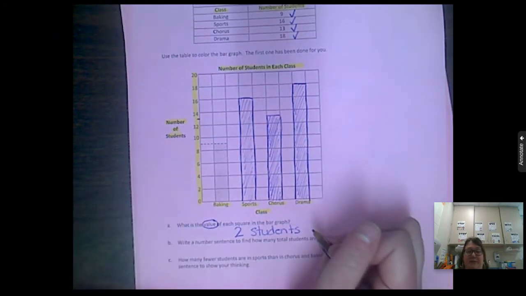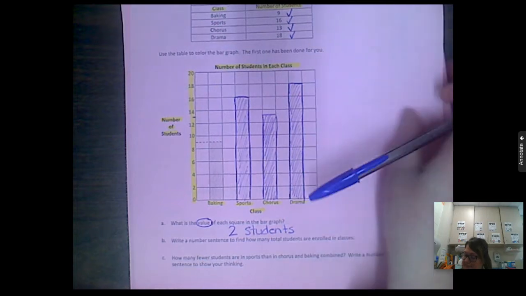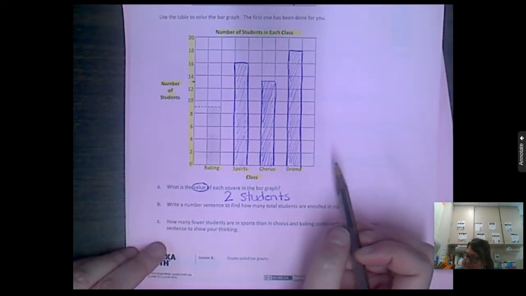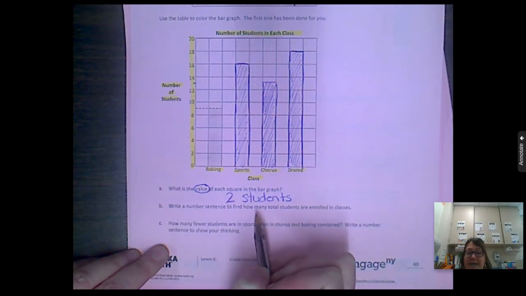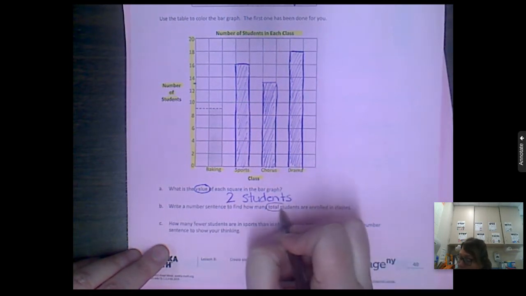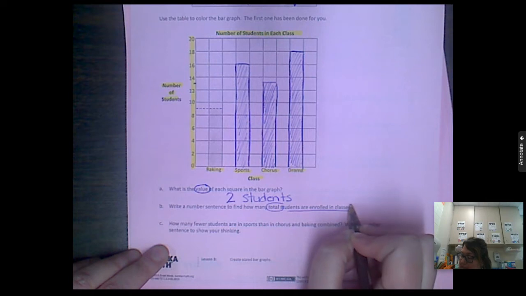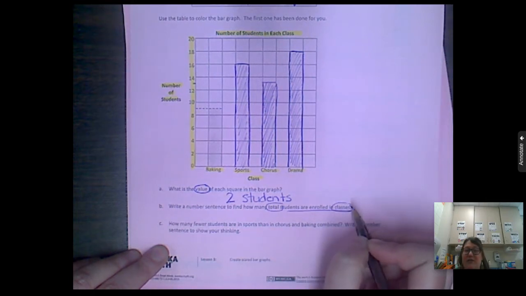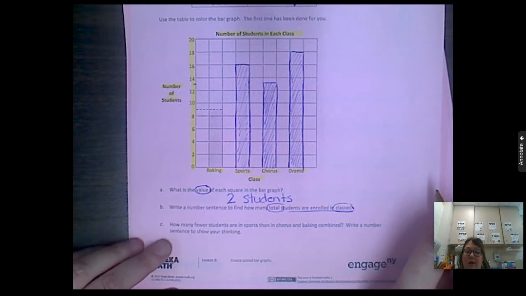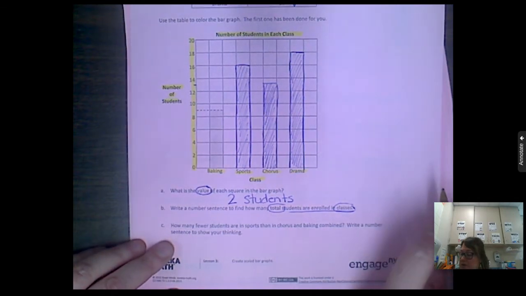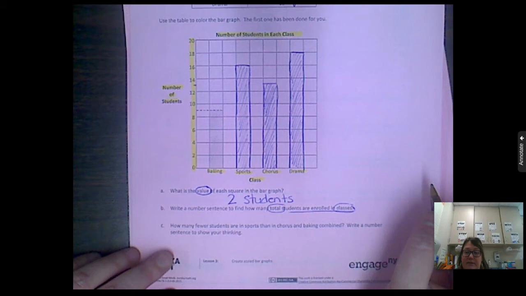So each block represents 2 students. All right. Part B says to write a number sentence to find how many total students are enrolled in classes. So is this each class, or would this be all the classes together? This would be all the classes together. So total means to do what?